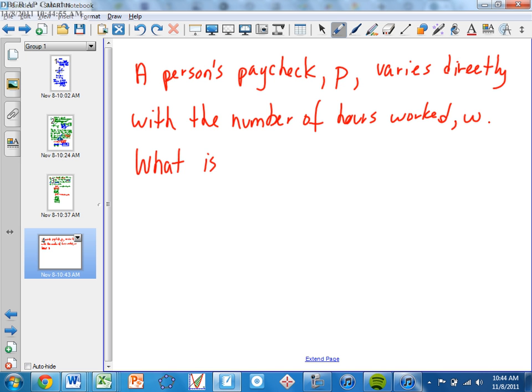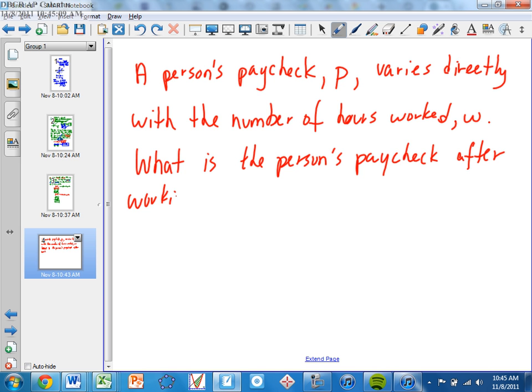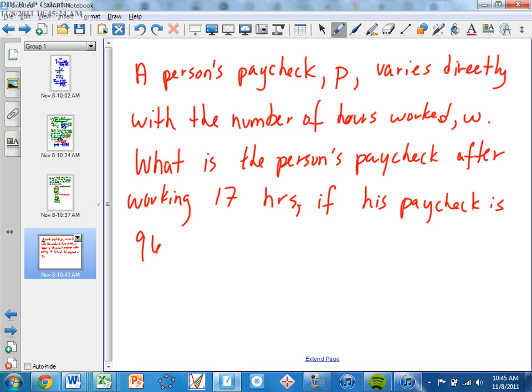What is the person's paycheck after working 17 hours if his paycheck is $96 after 8 hours of work? Okay, and there should be a question mark at the end there.